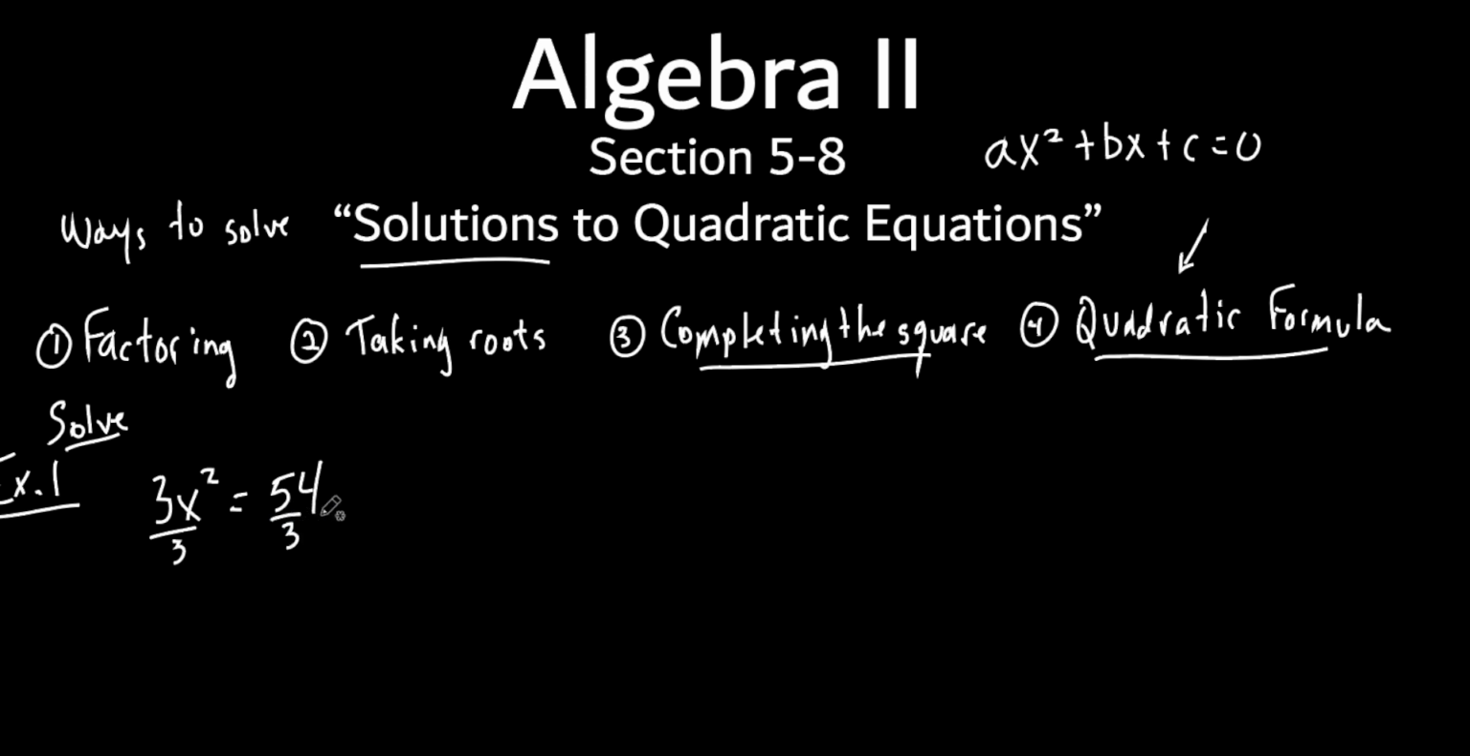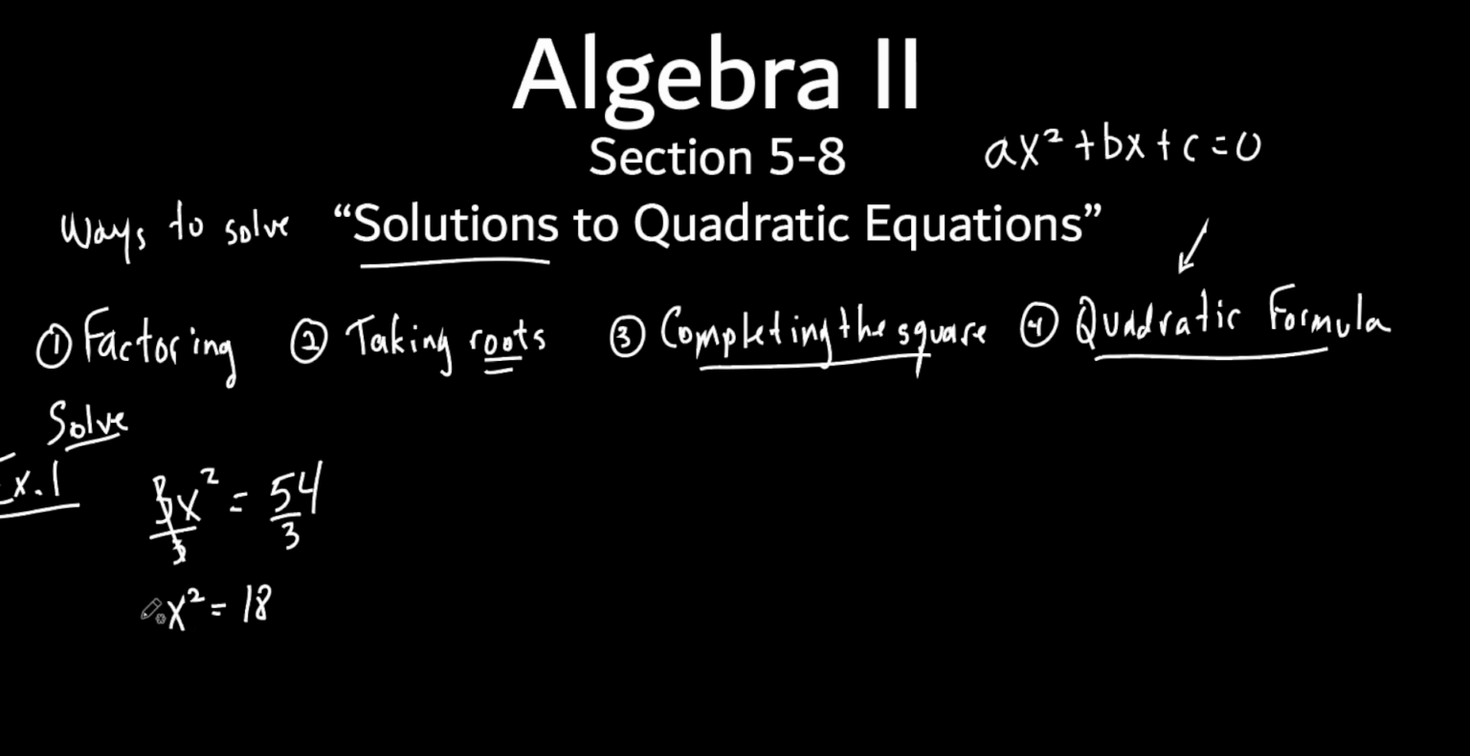So divide by 3. That cancels. X squared is equal to, that's 18. Right? So what is this? Have we been factoring at all? No, we haven't been factoring. So really, what are we doing? Taking the what? The roots. So right now we're actually going to take the root, okay? Take the what root? The square root, okay?